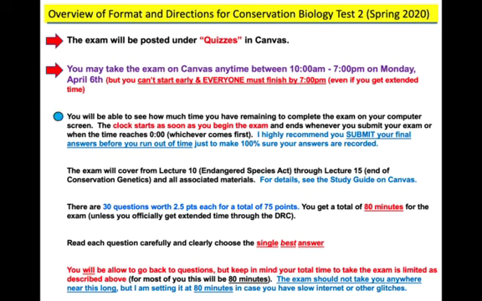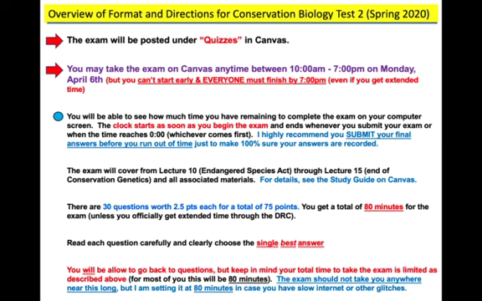When you start your test, you're going to be able to see how much time you have remaining on your screen to complete the exam. The clock starts as soon as you begin the exam, and it ends whenever you submit your exam or when the time reaches 0, whichever comes first.